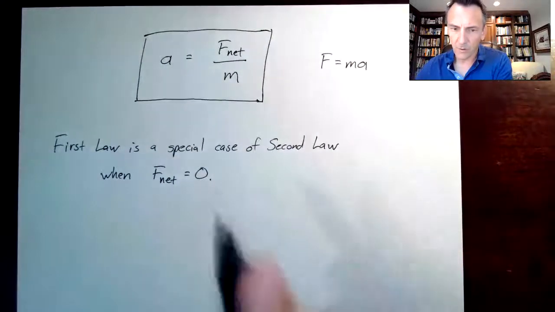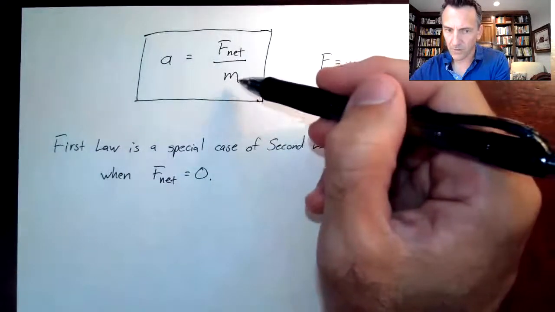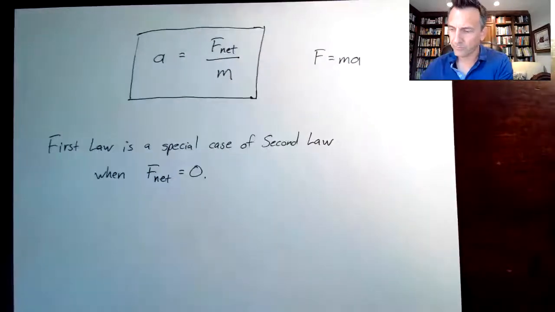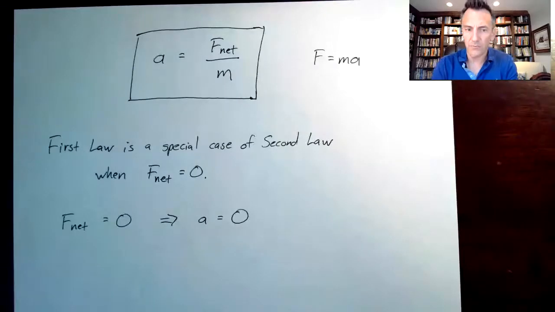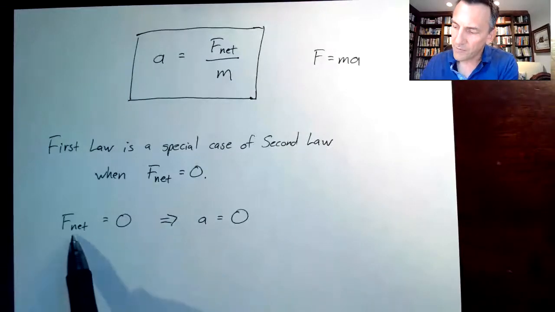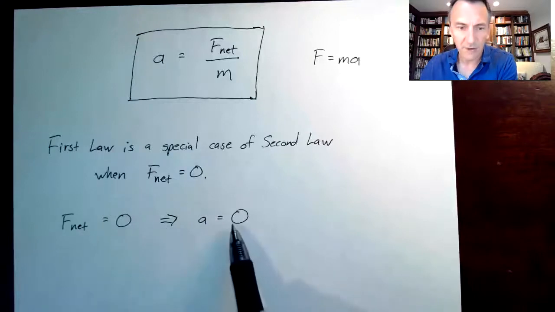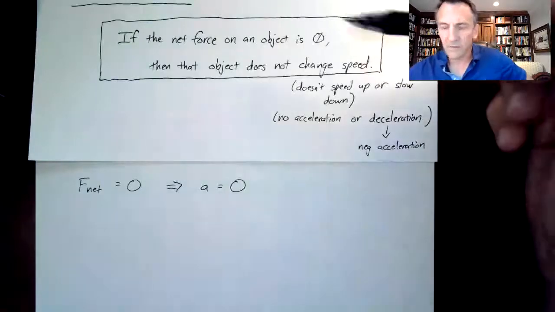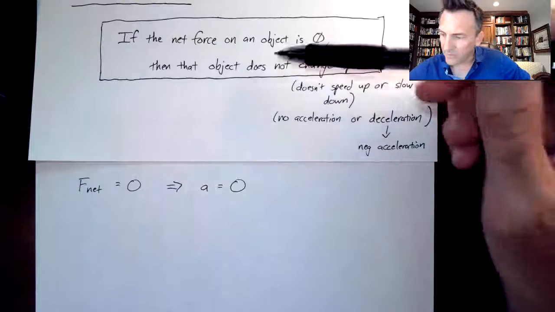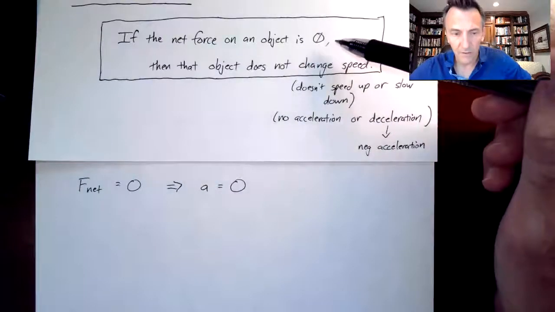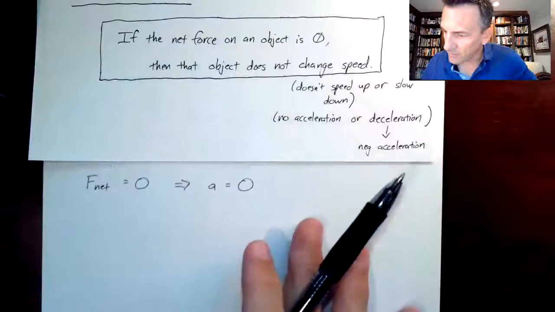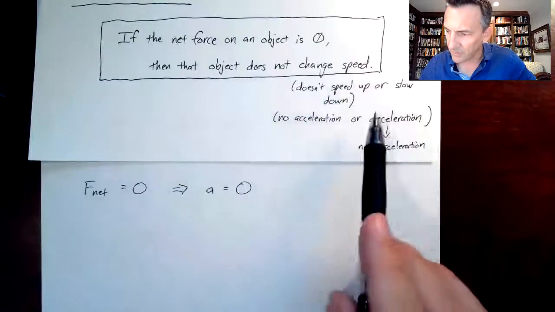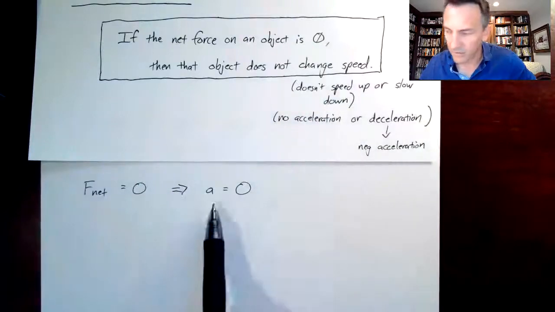By the way, for those of you that are aware of the dangers of dividing by 0, don't worry. In all of the cases that we'll look at, the mass is going to be non-zero and positive. So another way of writing this could be, if the net force is 0, that implies that the acceleration must be 0. Bringing back the first law, we see that this new version is effectively the same thing we said originally. If the net force is 0, F net equals 0, then that object does not change speed. It does not speed up or slow down, has no acceleration. Acceleration is 0.